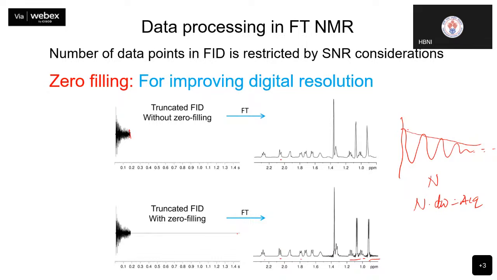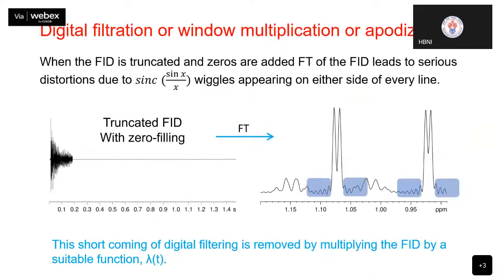So how do we do this? How do we get over this problem? This is done by digital filtration or window multiplication, or it is also called apodization. When the FID is truncated and zeros are added, FT of the FID leads to serious distortion due to the sinc, sin x by x, wiggles appearing on either side of your line.